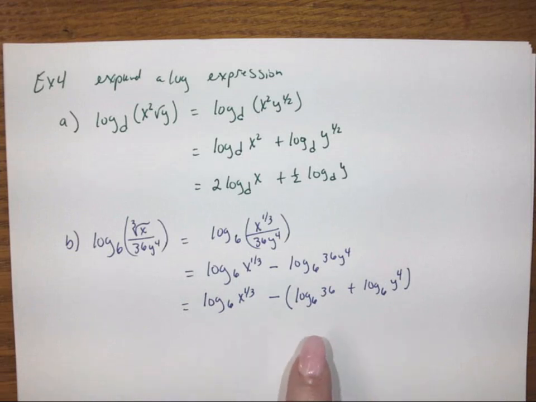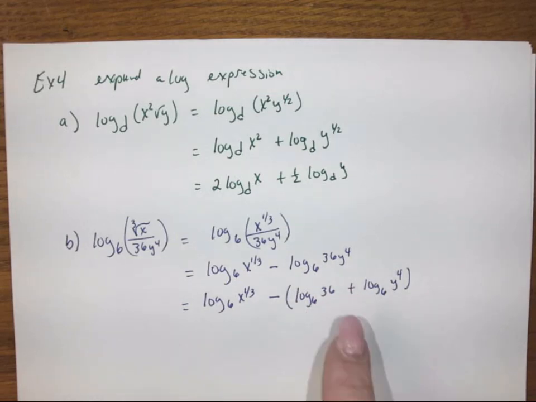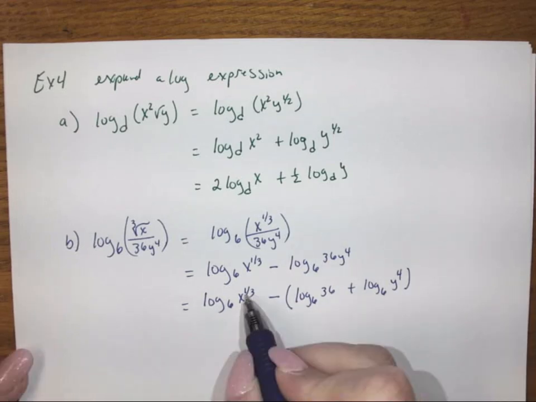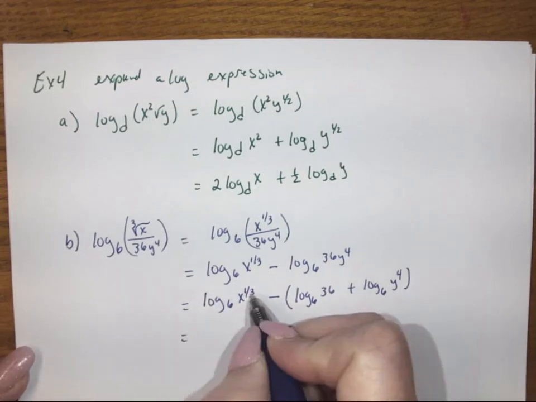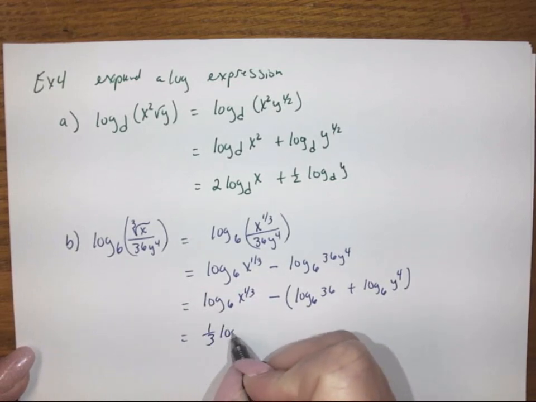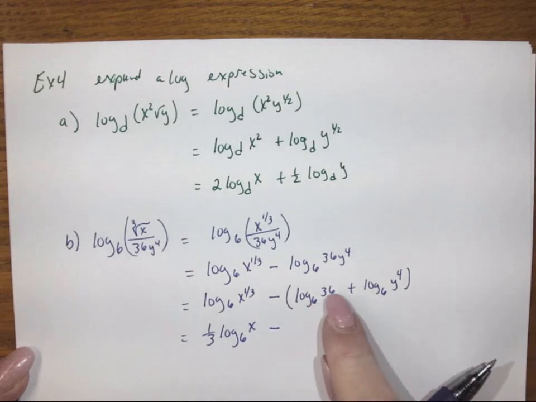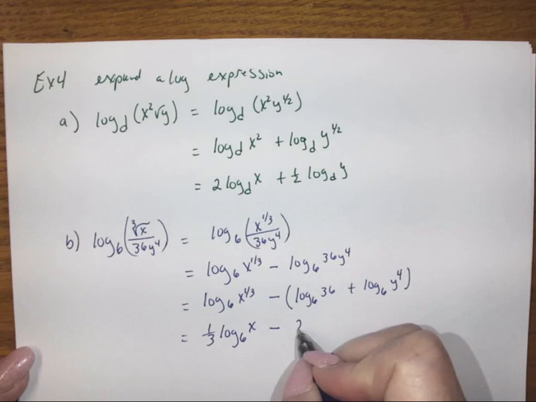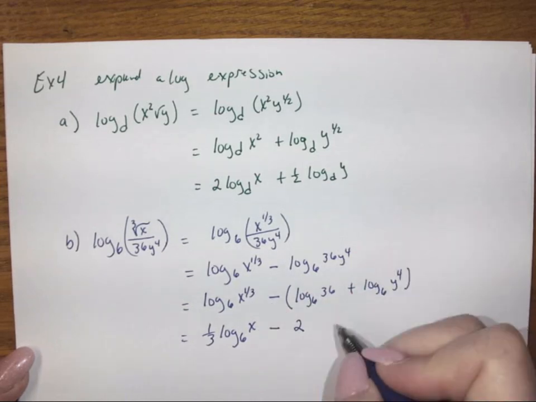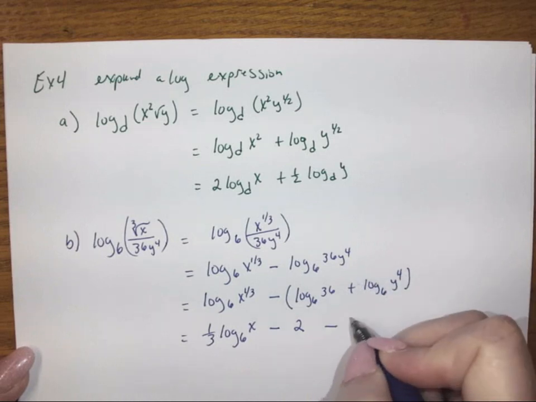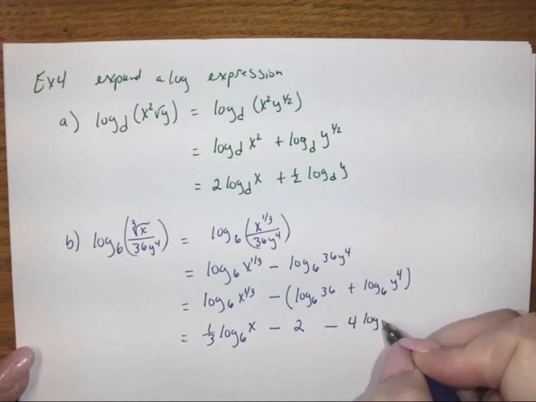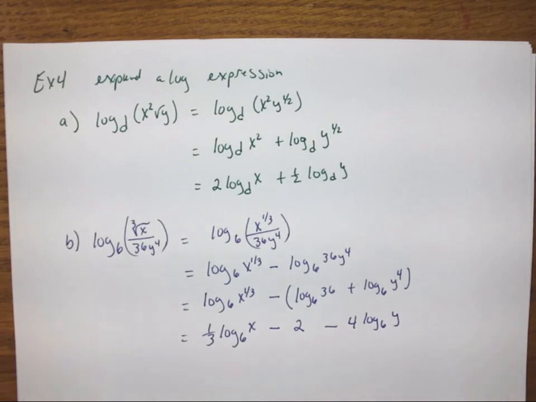The other thing I have to look at here, I have all numbers here. 6 to what power gets you 36? Well, 6 to the second power will get you 36, so this will become 2. And we also need to move our exponents. So this will be 1/3 log base 6x minus, this is going to become 2, 6 squared equals 36, so minus 2, and we're going to also subtract this one and bring our exponent out front. So minus 4 log base 6 y. So that's how we expand.